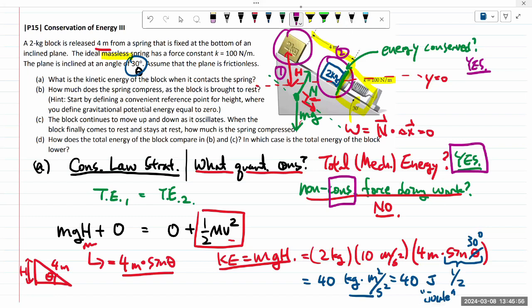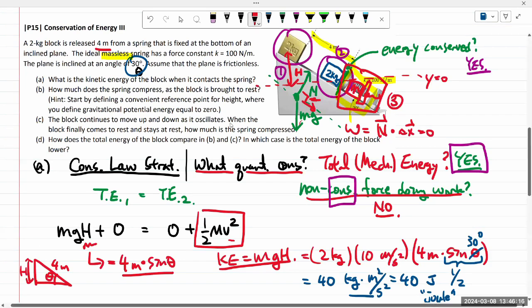Starting from here, let me draw the snapshot. This would be a snapshot of where the box is somewhere here, and the spring has been super compressed. Let me call that snapshot 3. All the way from snapshot 1 through 3, energy is conserved. So really the only thing I have to do is set up this conservation law strategy equation again, and make sure that we are referring to the right snapshots: snapshot 1, and now snapshot 3. So let me draw that.